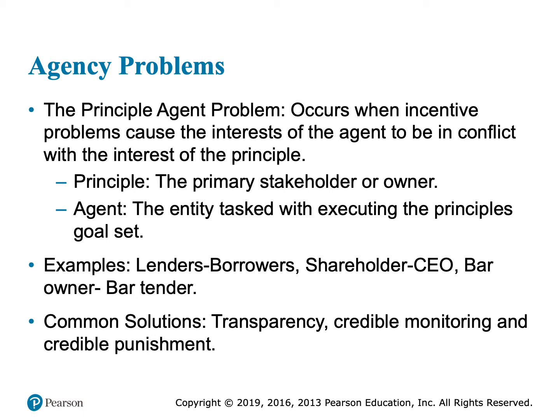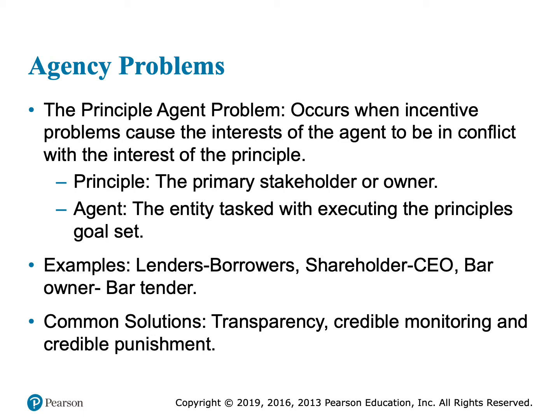Okay, so who are these two entities? These are two members of an exchange or some kind of contractual arrangement. The idea here is that the principal is the primary stakeholder or the owner. And the agent, who is separate from the principal, is some entity that is tasked with executing the goal set of our principal here, right?